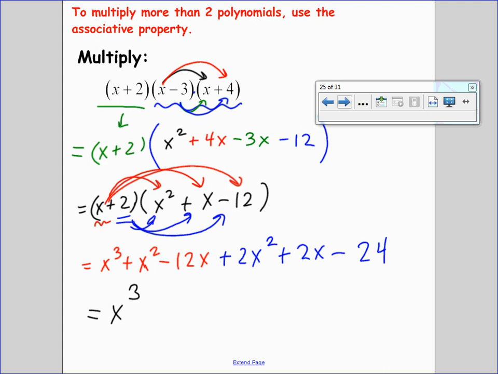Brady? X squared and 2x squared. Awesome, thank you. So we'll go ahead and combine those. That'd be plus 3x squared. Any other like terms? Cody? Negative 12x and 2x. Good, thank you. So negative 12x and plus 2x is negative 10x. Nice job. And a constant term, chilling last, that's negative 24.